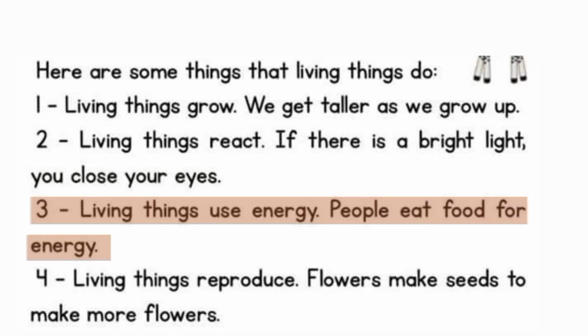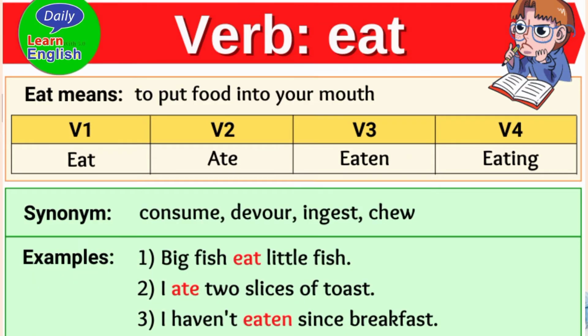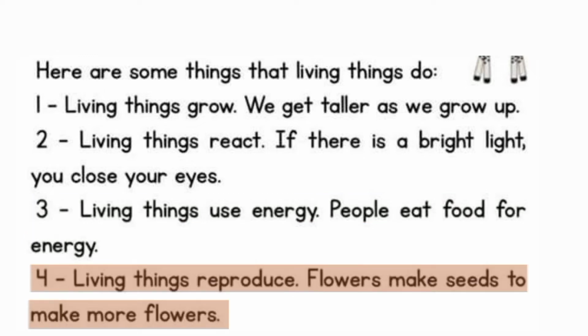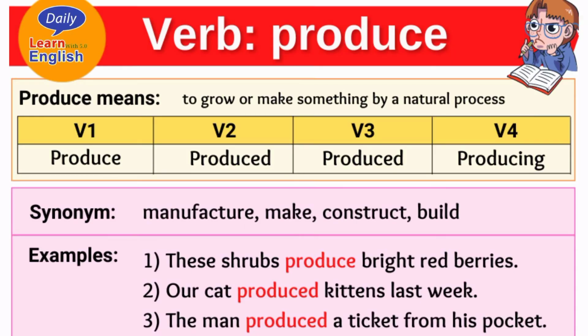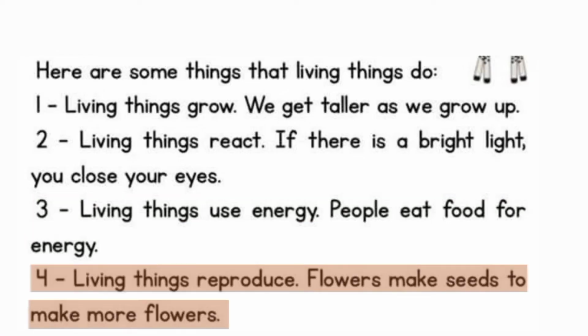Living things use energy. People eat food for energy. Living things reproduce. Flowers make seeds to make more flowers.